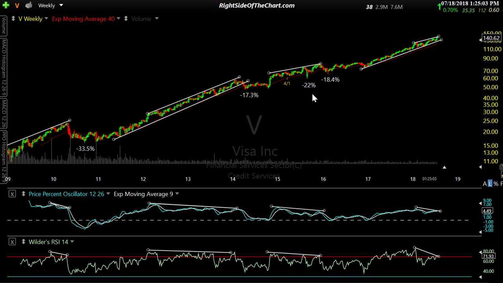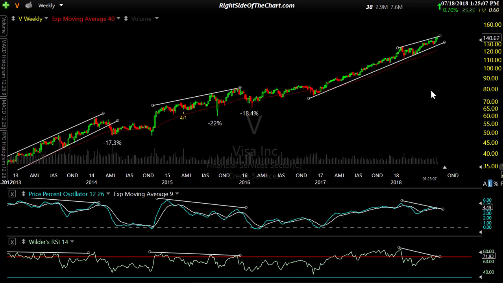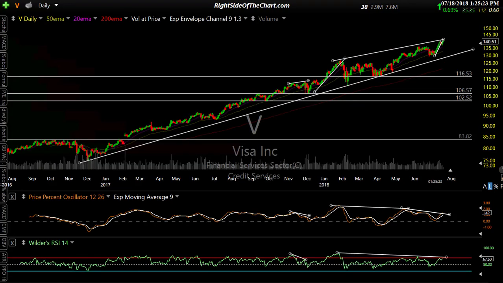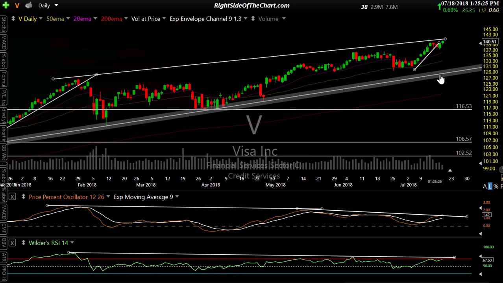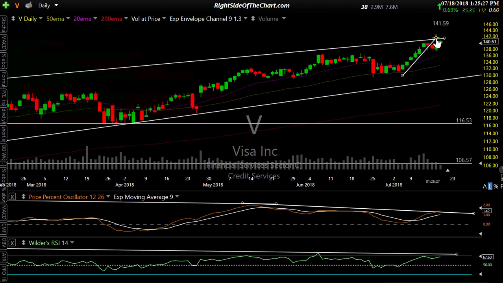This is the first negative divergence since these divergent highs back there. So to me, it's not a matter of if, but more when this trend line will break and when we'll have our next double-digit correction in Visa. But going back to the daily time frame, we don't have much of a sell signal. We had a minor uptrend line here, breakdown and back test.